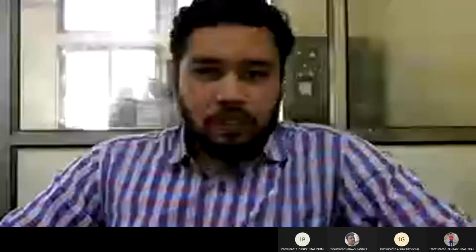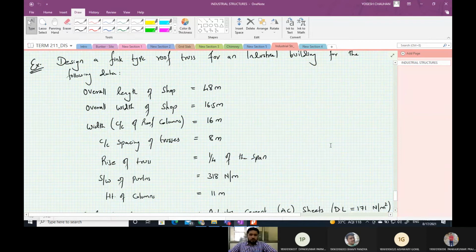So in the previous class, we have gone through various types of loads acting on the roof truss and load combinations to be considered for the design of roof truss. And then we have seen various methods for analysis of roof truss.